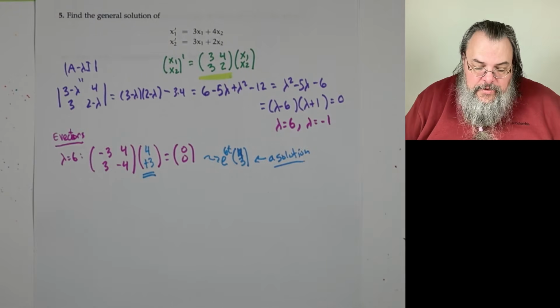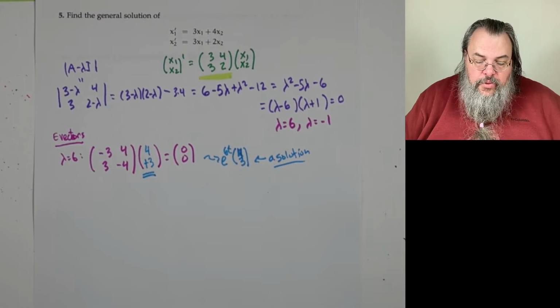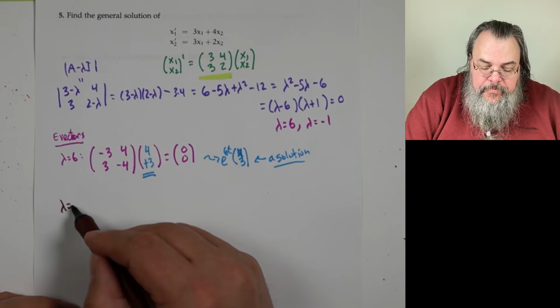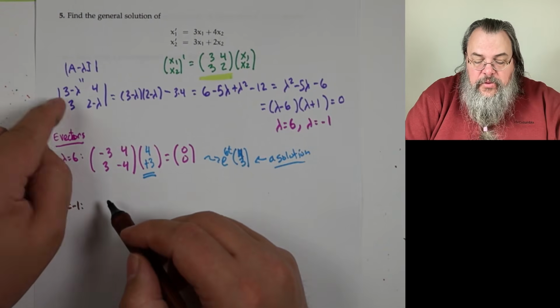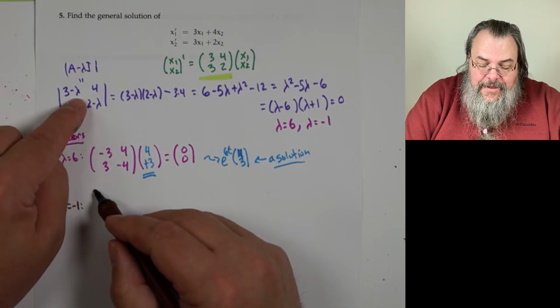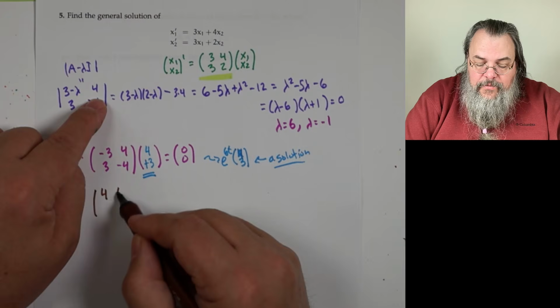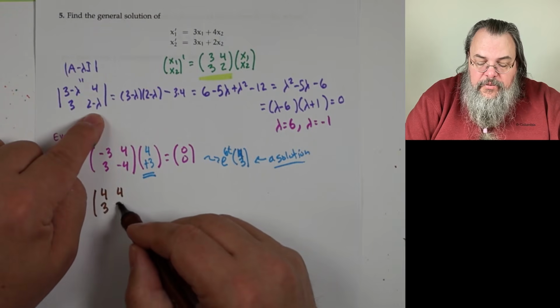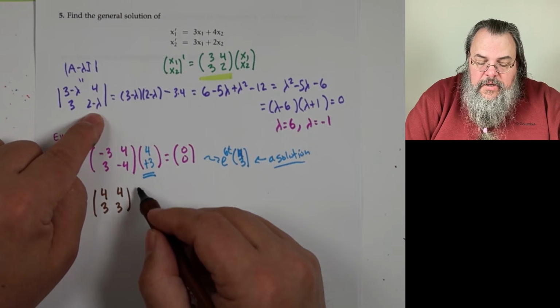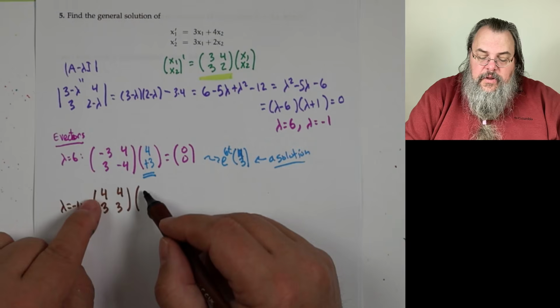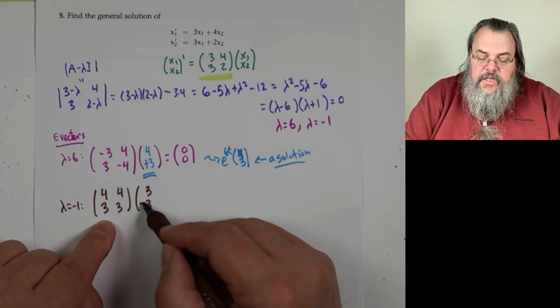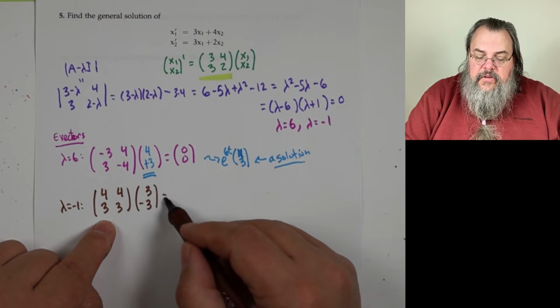Now, we're going to do this again. Round 2, because we're going to do it with lambda equals minus 1. All right, so we're going to take 3 minus minus 1. That's 4. 4. 3. 2 minus minus 1. 3. And then, again, we just pick a row. Doesn't matter. I can pick the second row this time. 3, 3. Change the sign of one. And that's going to work.